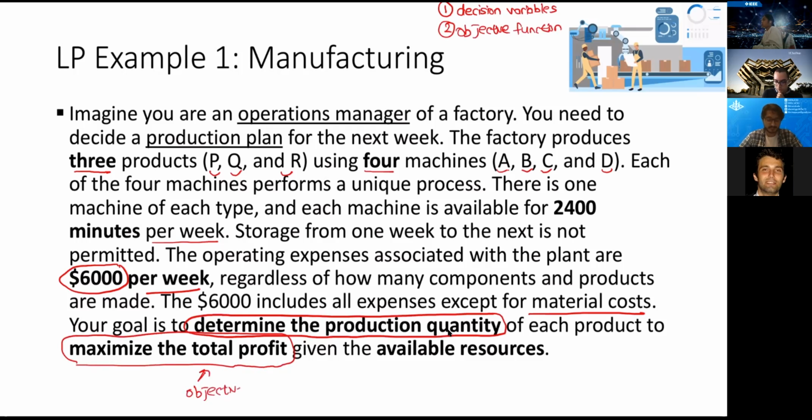So what are the constraints? We have one constraint here. What is that? We are given that each machine is available for 2400 minutes per week, right? So this is the first constraint. We are given a table where we have another constraint. So let me go to that table.